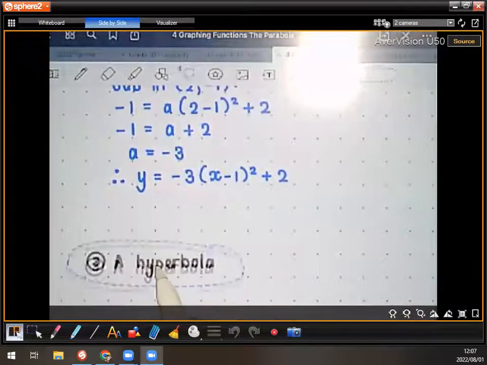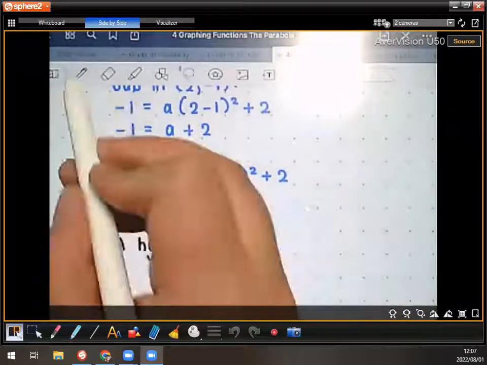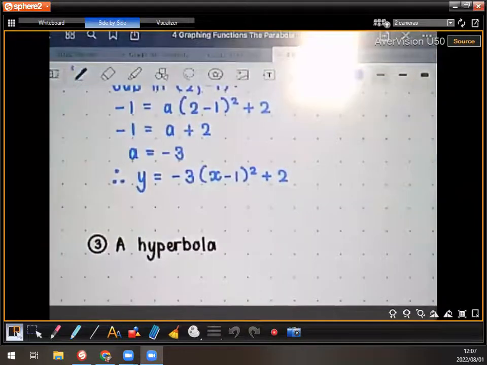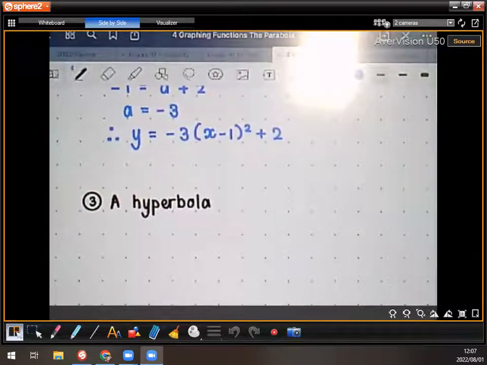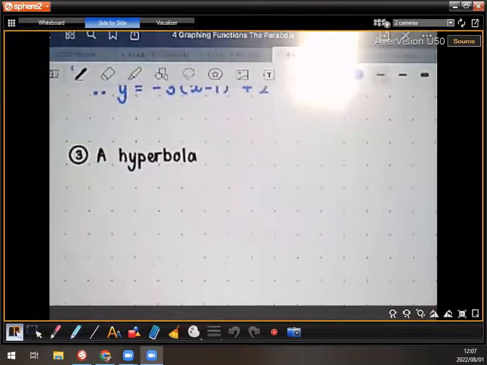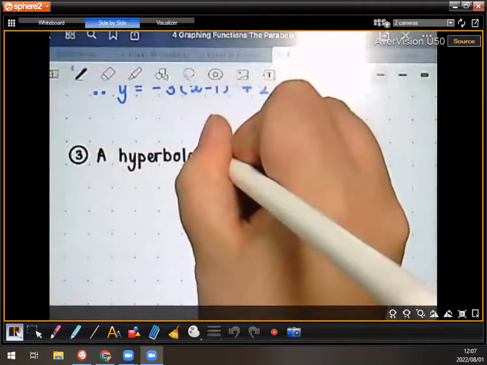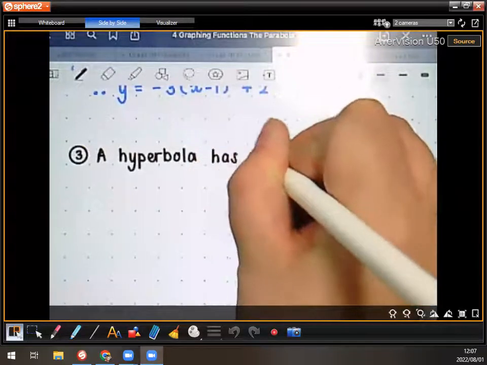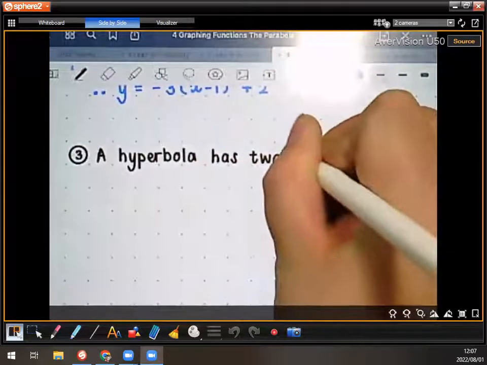Okay, so number 3. Let's try and take this question now. A hyperbola has 2 asymptotes.